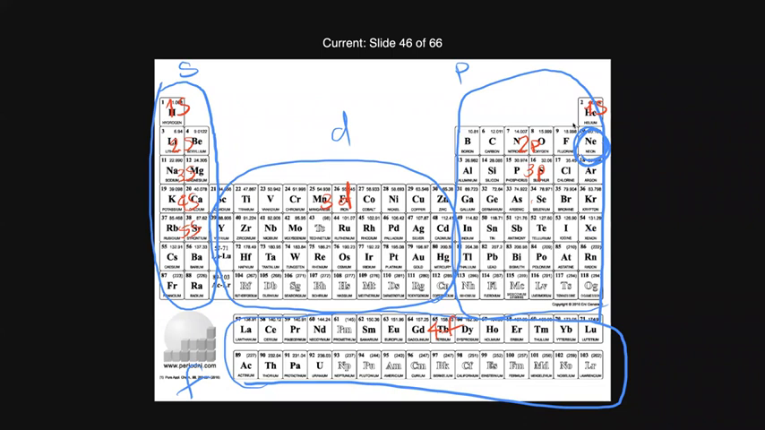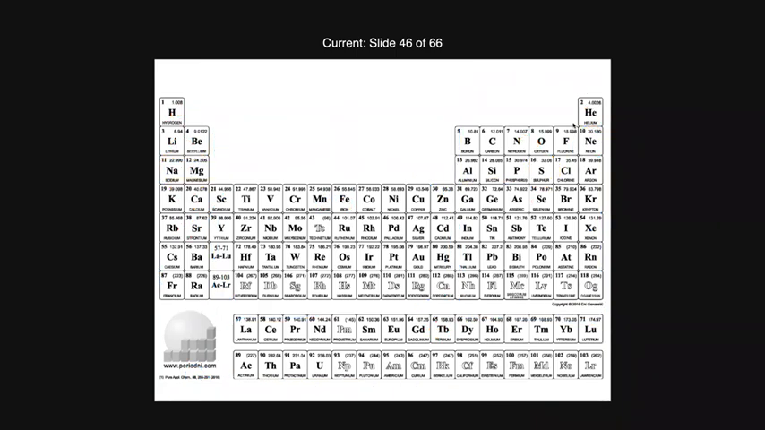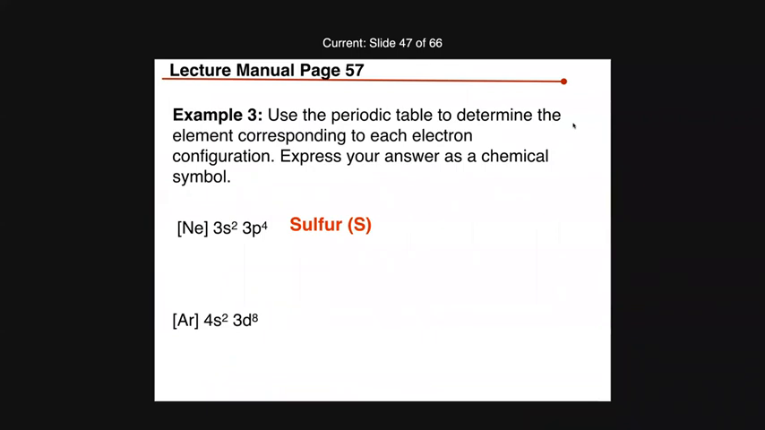So the problem on page 57, example 3, says that we are going to have the condensed electron configuration start from neon. So in this case, I'm going to start right here from neon, and it's going to be followed by 3s2. Where is 3s2? This is 3s, right? So we have 3s2 and then followed by 3p4: 3p1, 3p2, 3p3, 3p4. So that means in this case, your answer would be sulfur. Okay, that's how I do this.